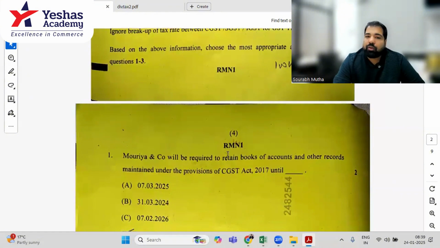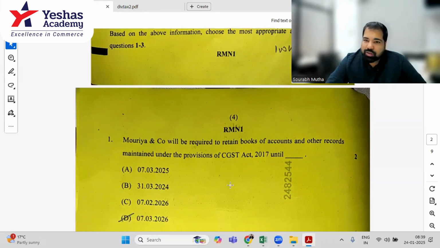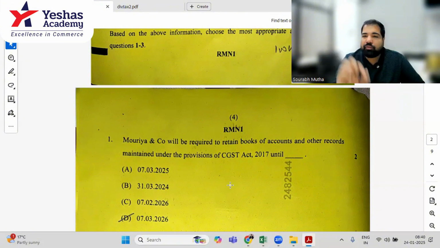Moria and company will be required to retain books of accounts and records. There's a small chapter called accounts and records that is being tested here in this first one. How much time should we maintain it for? If you remember accounts and records, guys, whenever you have to maintain accounts and records, you have to maintain it for 72 months. That is nothing but 6 years. So 6 years from the annual return filing date.